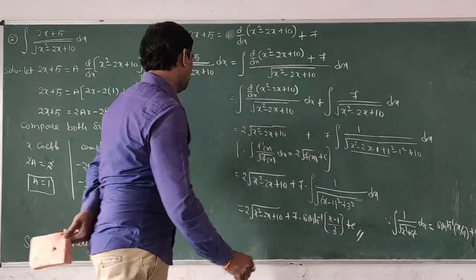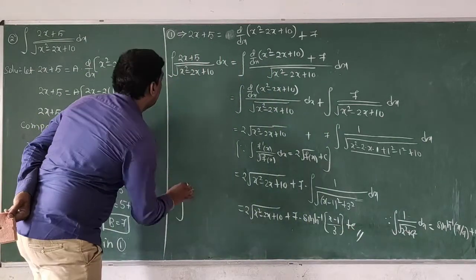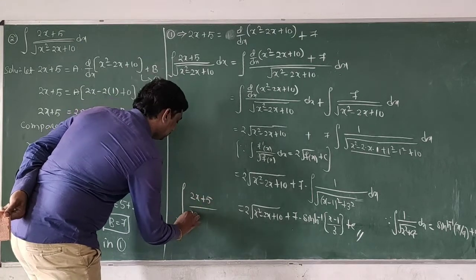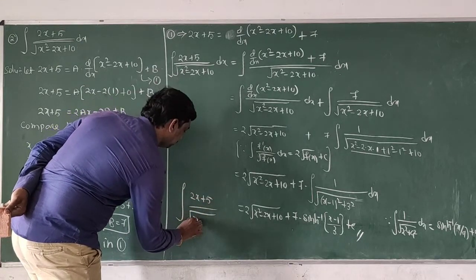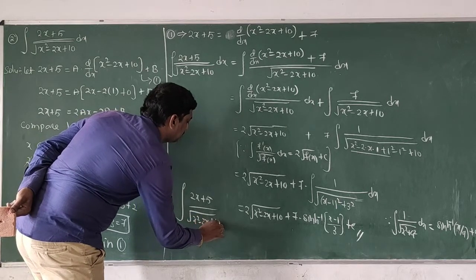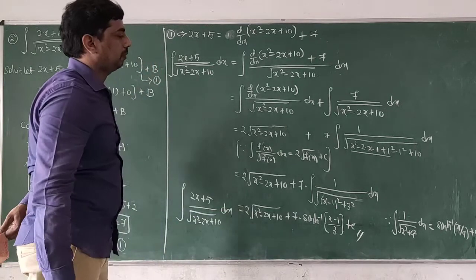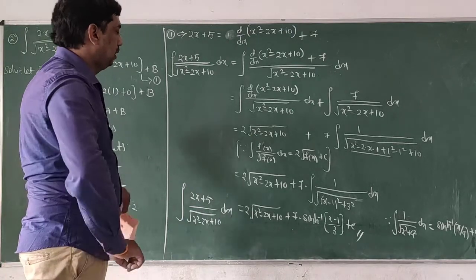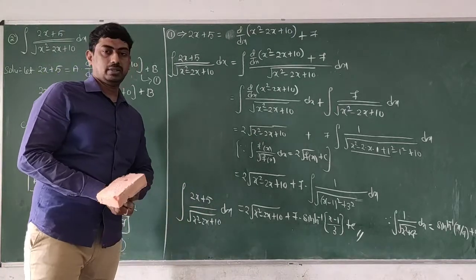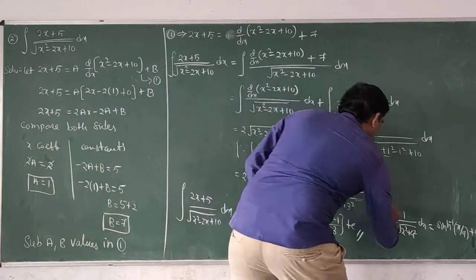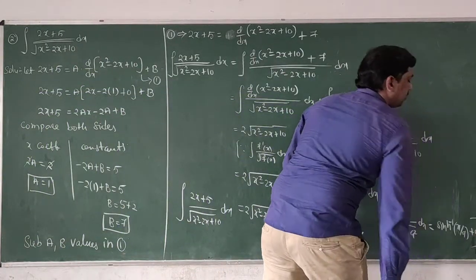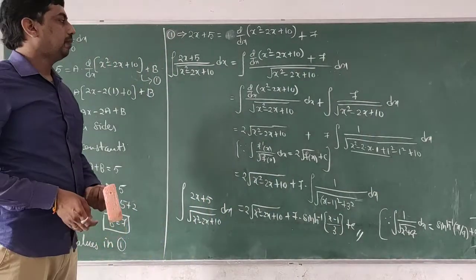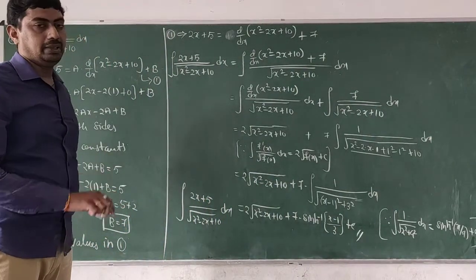That's the end of the solution, which is integration of 2x plus 5 by square root of x square minus 2x plus 10 into dx. Understood? Right. That's the end of today's class. These method problems are important for 7 marks, so listen carefully and practice every day.